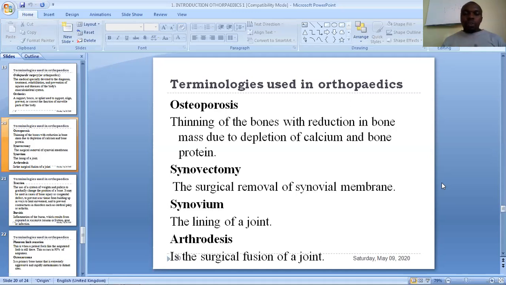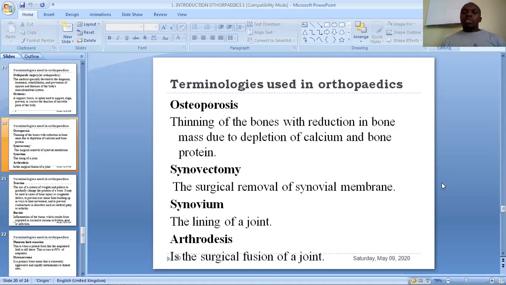The other terminology to look at is synovectomy. This is simply the surgical removal of the synovial membrane. You recall from among the joints that you discussed in fundamentals in anatomy, you discussed the types of joints. And one of the joints you discussed there was a synovial joint, which is surrounded by the synovial membrane. Now, when you surgically remove the synovial membrane, that is known as synovectomy.